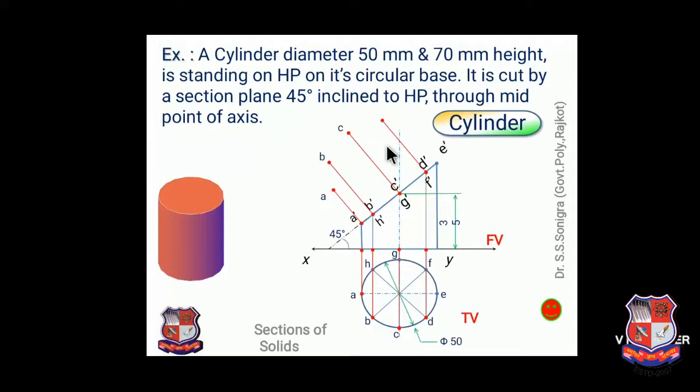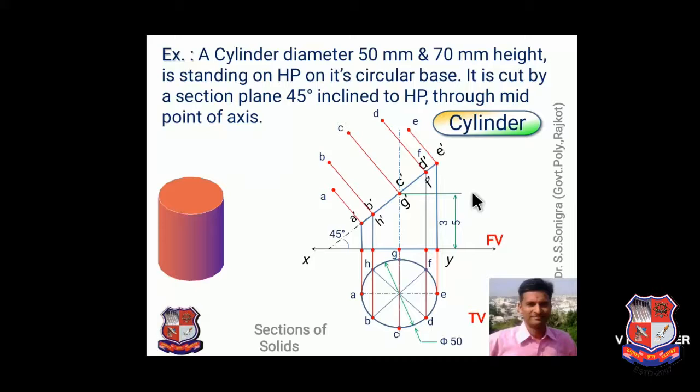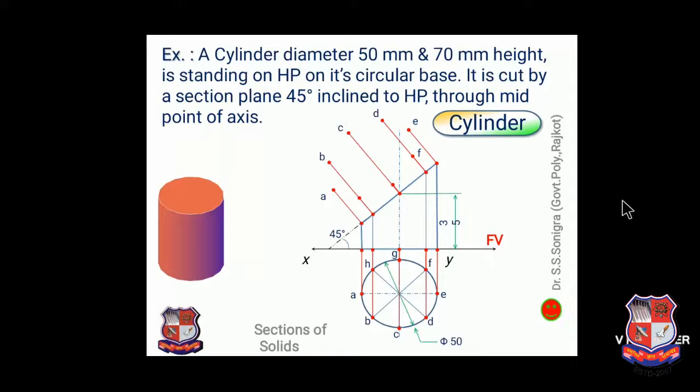Similarly, for point D, you can do the same exercise. From point D dash, draw a line perpendicular to this cutting plane line and measure the distance of point D from the XY line, and locate it over here. This is point D. Similarly, point E can be drawn over here, point F can be drawn, point G can be located as shown over here, point H can be located, and join all these points A, B, C, D, E, F, G, H with a smooth curve.